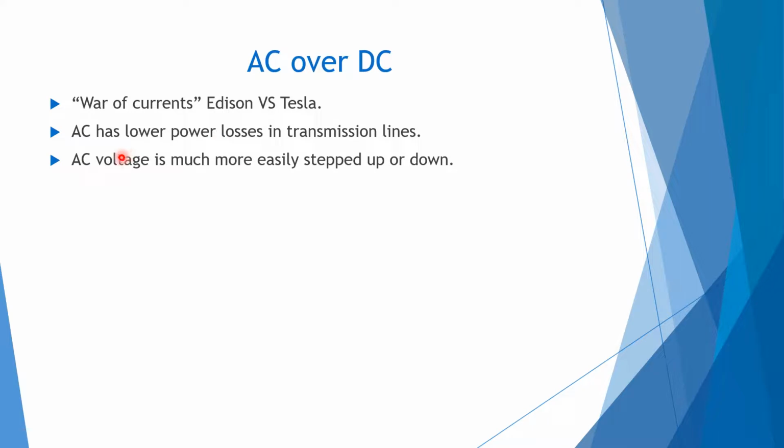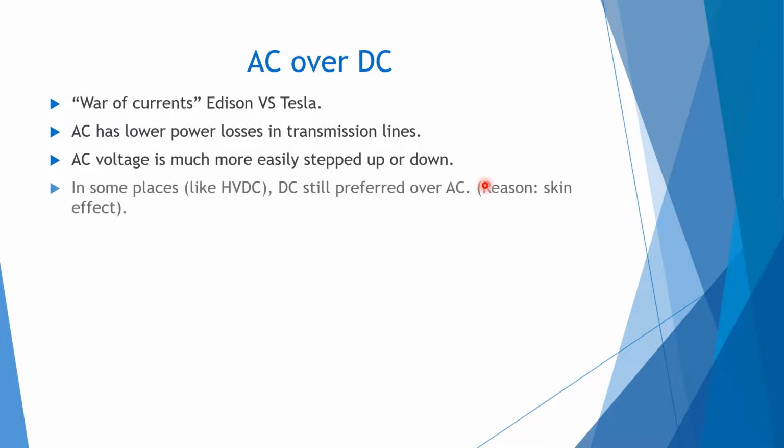Now AC voltage is also much more easily stepped up or down. So during transmission you can step it up, and when you want to use it you can step it down. This is done using something called a transformer. The reason why it's much easier to use a transformer is that for DC you need to use semiconductor devices and things like buck converter and boost converter, and they also cannot sustain much current or voltage. Instead AC voltage is much more easily stepped up or down.